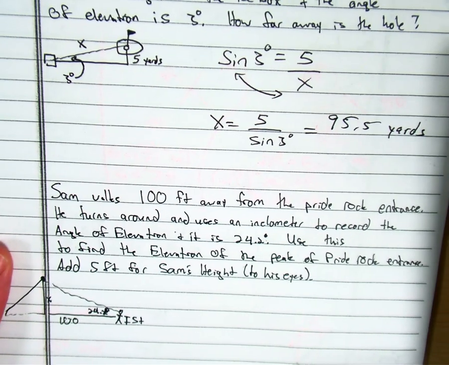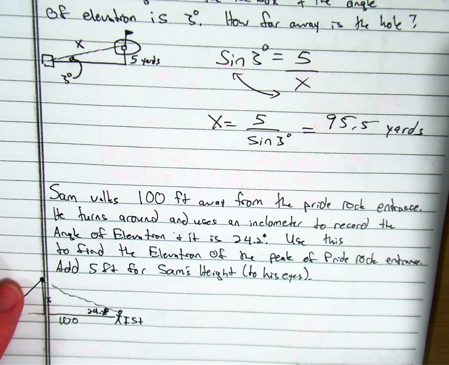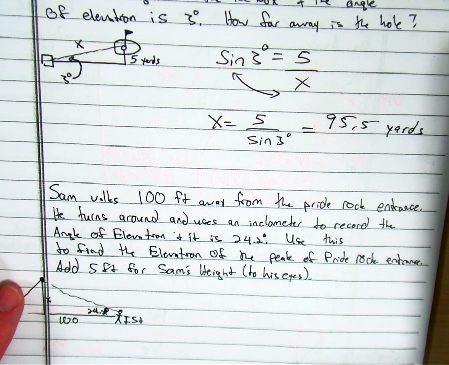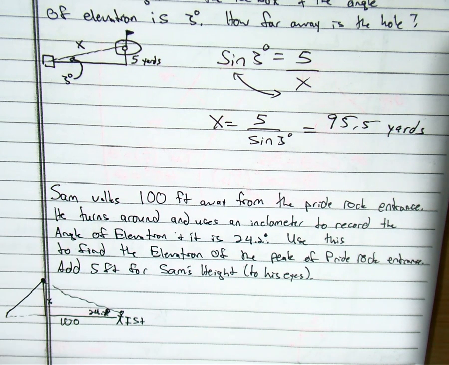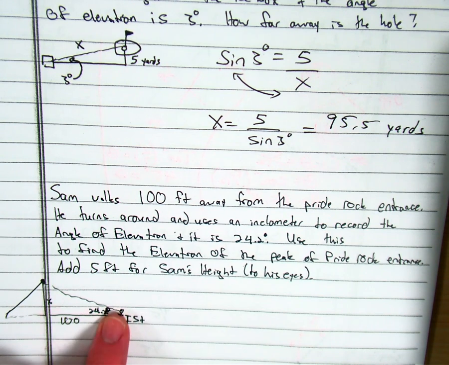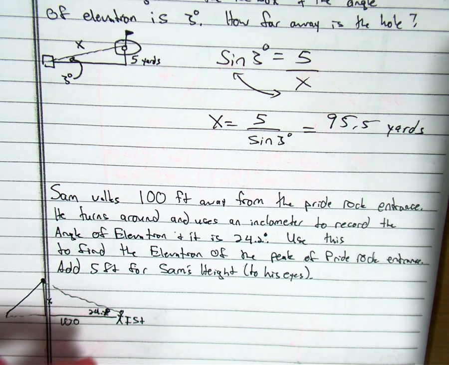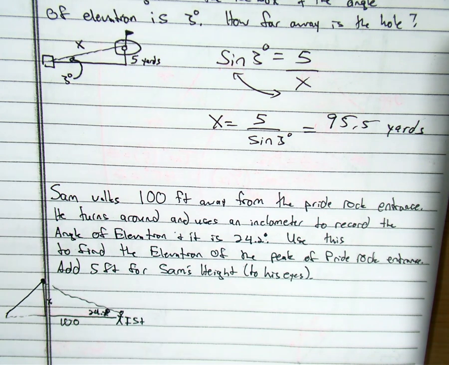All right, one more. Sam walks 100 feet away from the Pride Rock entrance, turns around and uses his inclometer to record the angle of elevation, and it is 24.2 degrees. Use this angle of elevation of the peak, the tippy top of the Pride Rock entrance, and then add 5 feet for Sam's height, because he's on the ground, but he's holding his angle measuring device up to his eye. We'll just say that that's 5 feet above the ground. So that's 5 feet more you need to add on to the end.